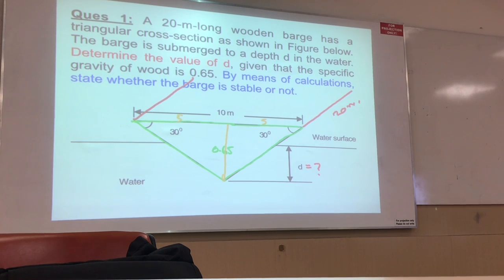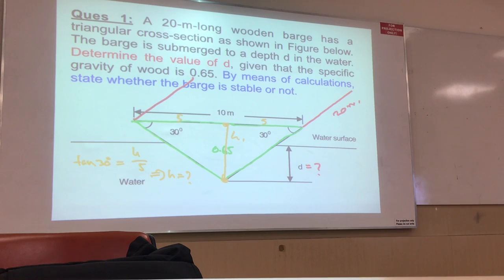We assume the distance from bottom to top, right, is h. So how can you find the value of h? You can find the value of h by tan, right? Tan 30 degree is equivalent to h by 5. Then you can calculate the value of h. Done. You can calculate, no problem.